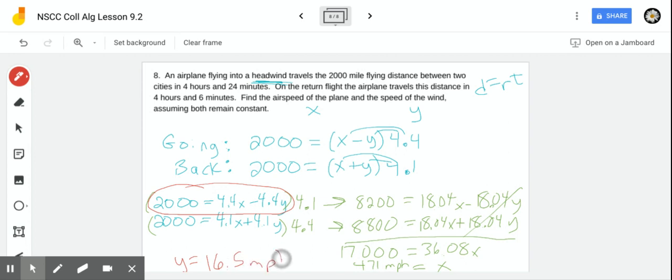Now, on these problems, please make sure your answers make sense, okay? Make sure the wind's not like 300 miles per hour because that's like flying in a hurricane and that's a terrible idea. Make sure your plane's going fast enough that it's not going to fall out of the sky either. Okay, but that's what this problem looks like. I know it's a little more complicated, but really once you get it set up, it's the basic elimination.